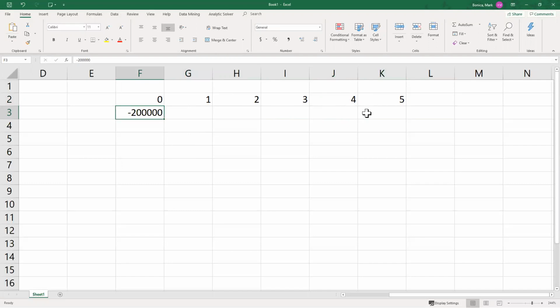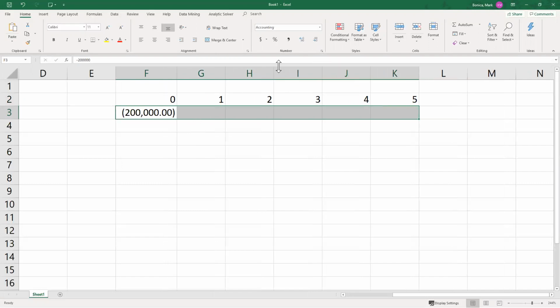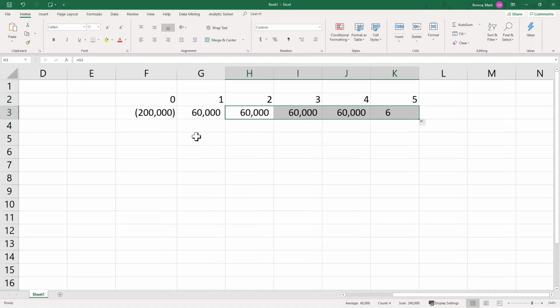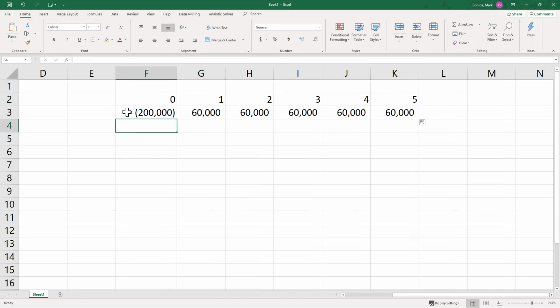And then at time 1, 2, 3, 4, 5, let's say we have, I'm just going to make these things up on the fly, so hopefully they'll work, payments of 60,000. So we have an initial investment of 200,000 followed by 5 payments of 60,000. Our question would be, is this a viable investment for our firm?